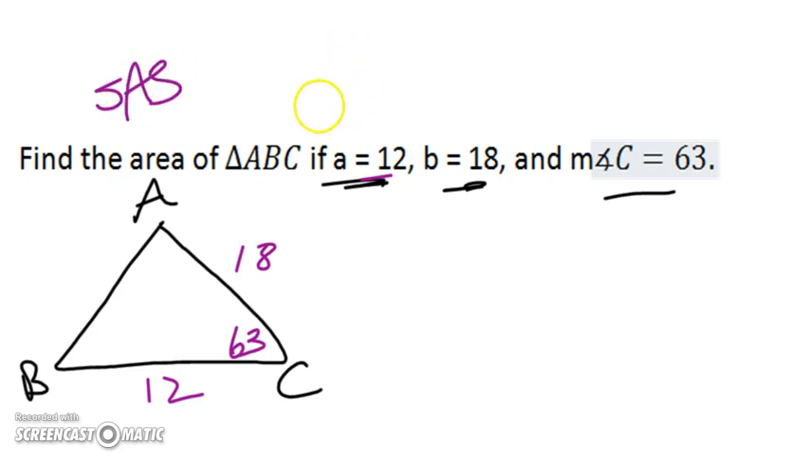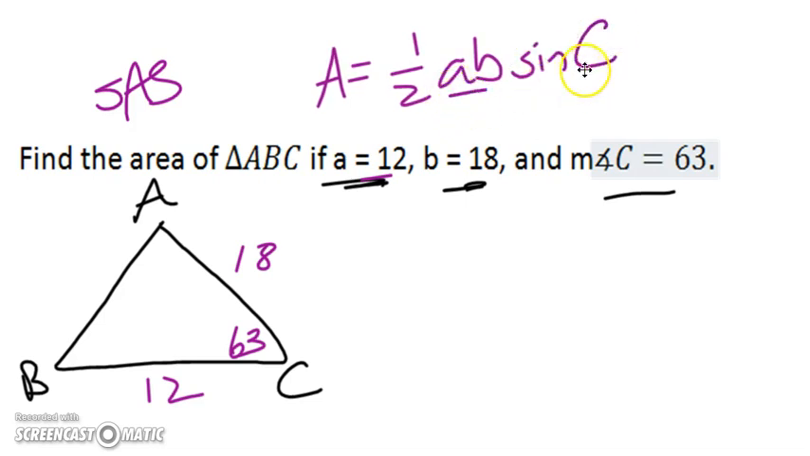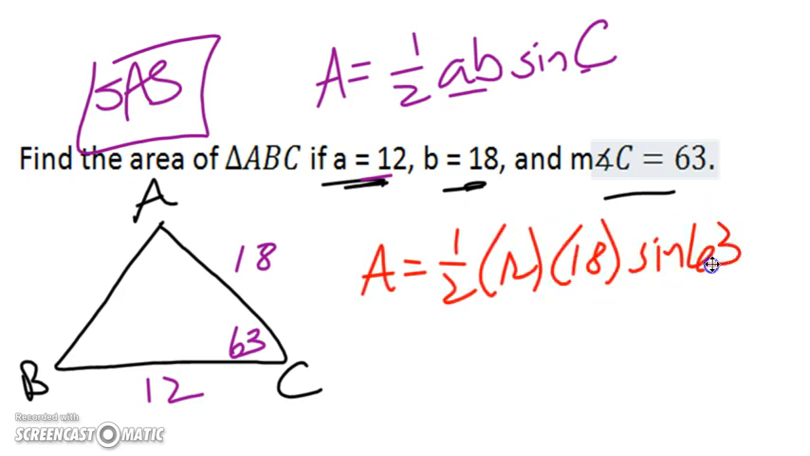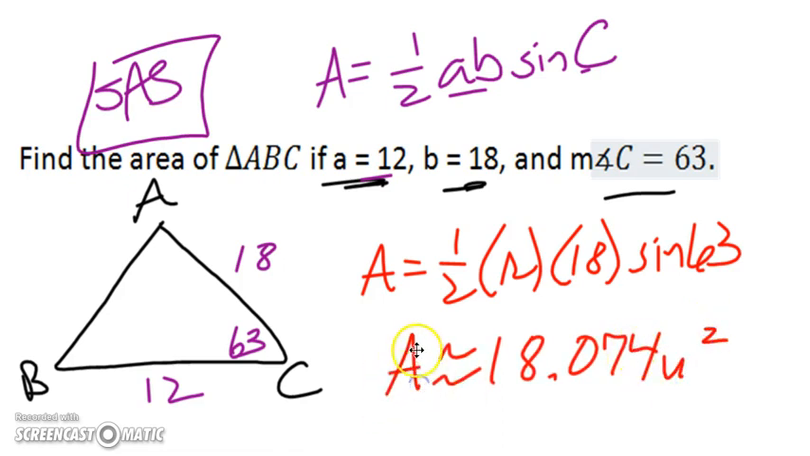We are going to use a special formula in order to find the area. It's 1/2 of AB sine C. And again, these letters are always interchangeable. So it's half of the 2 side lengths times the sine of the angle when you are given it as side, angle, side. And then it's literally just plugging it in. And when we plug in half of 12 times 18 times the sine of 63, we get about 18.074 units squared for our area.